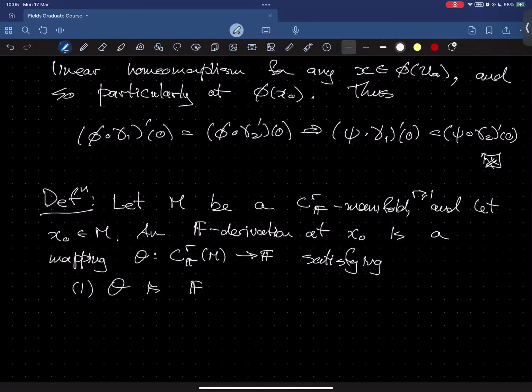Okay, so what we're going to do is we're going to examine the relationship between tangent vectors and derivations at x naught. And the relationship is kind of complicated to develop, although the punchline of it is relatively simple. To actually prove everything requires a bit of effort, so that's what we're going to finish the lecture with today.